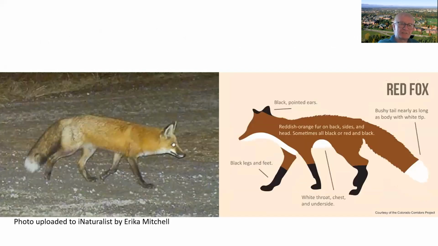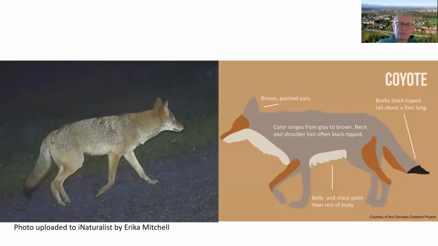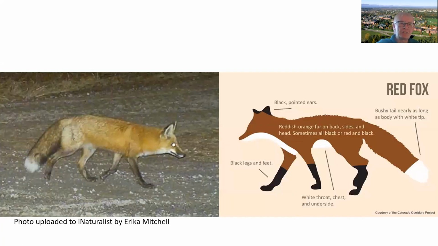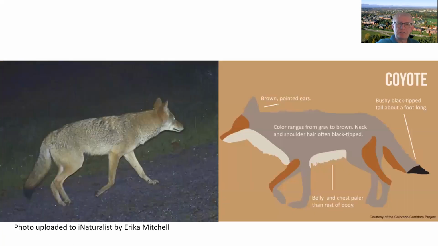This is the red fox, and Eric and Mitchell shared this picture. Whenever I use someone else's picture, I try to give credit. These come from the Colorado Corridors Project. You can download these pictures and use them. The distinguishing things about the red fox are that they tend to have black socks and a white tail tip. And then the coyotes are the last one here, the last wild dog we have.